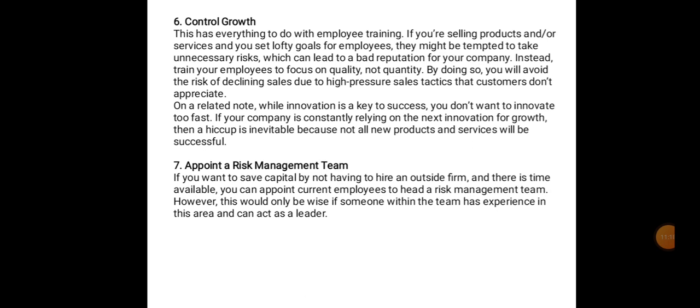Okay, so that is why we need to be in the middle way, like we need not keep a leg in both, we need to keep the leg in one basket or one ship, then we can reach the destination, right? And next is appoint a risk management team.